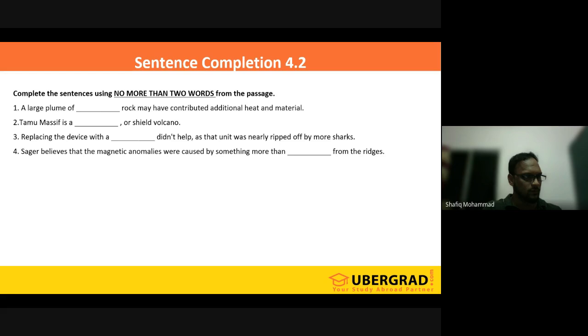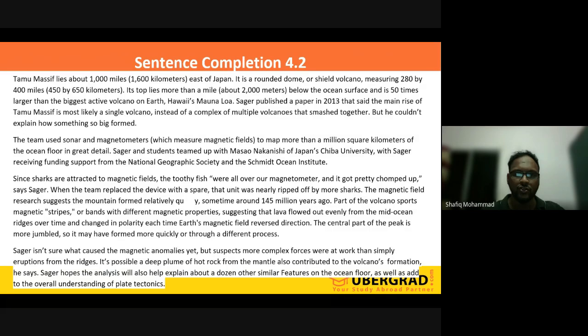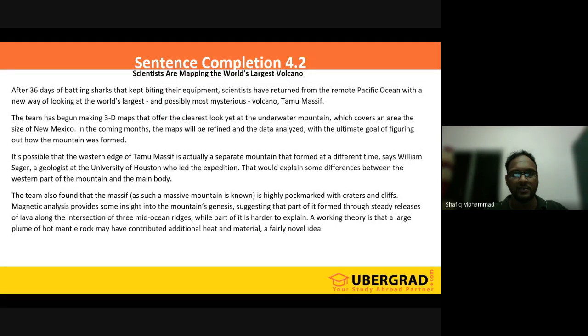Still people are joining. Those who have just joined, guys, we are doing 4.2 sentence completion. The passage is scientists are mapping the world's largest volcano. If you want, I can show you the heading also. This is where it is: scientists are mapping the world's largest volcano.